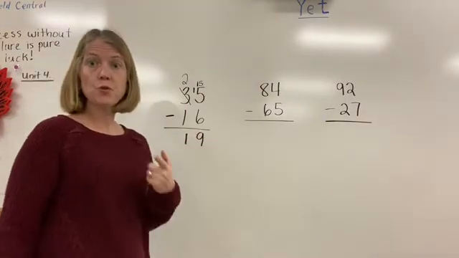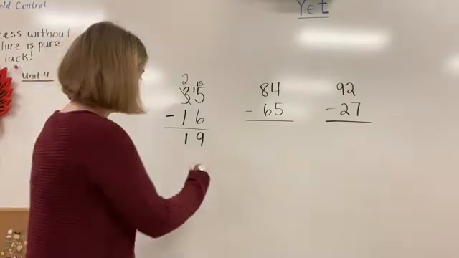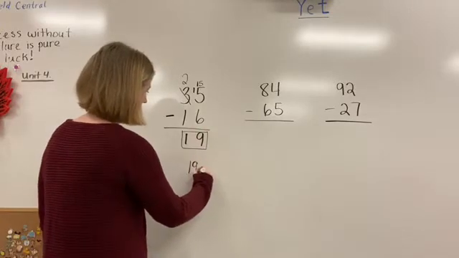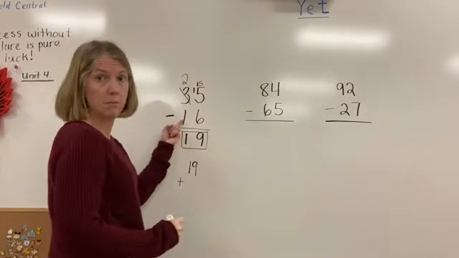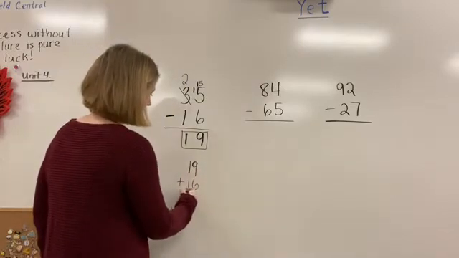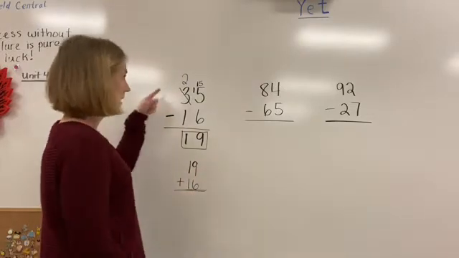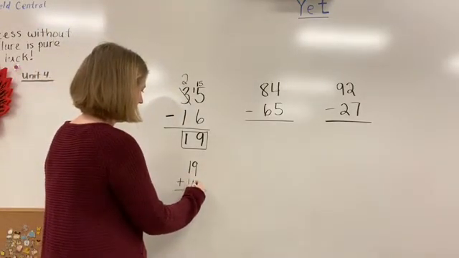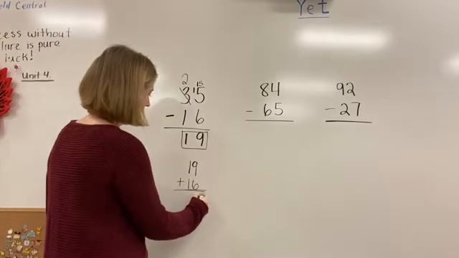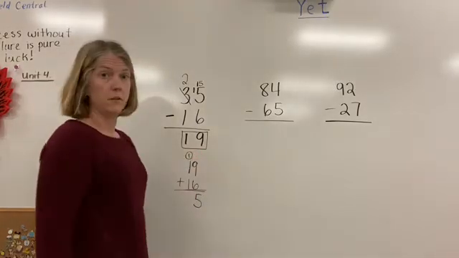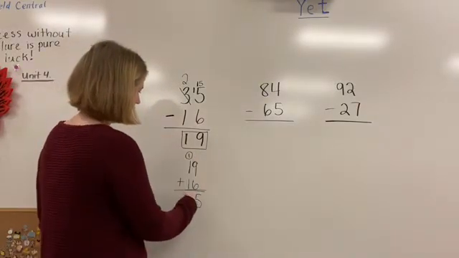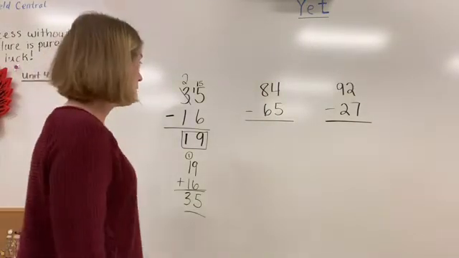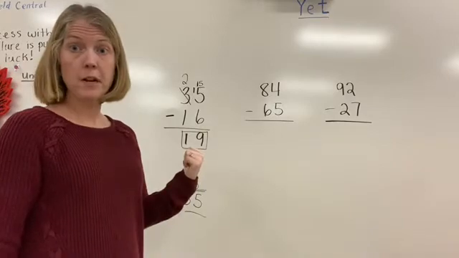19. Here's a way that I can check this problem to make sure my answer is correct. I'm going to take the answer, 19, and I'm going to add it to this number, 16. If my answer is correct, it should add up to this number. Let's try it. 9 plus 6, 9, 10, 11, 12, 13, 14, 15. Carry my 1. Dessert on a plate. 1, 2, 3, 35. Boom, 35, 35. It matches up, okay?